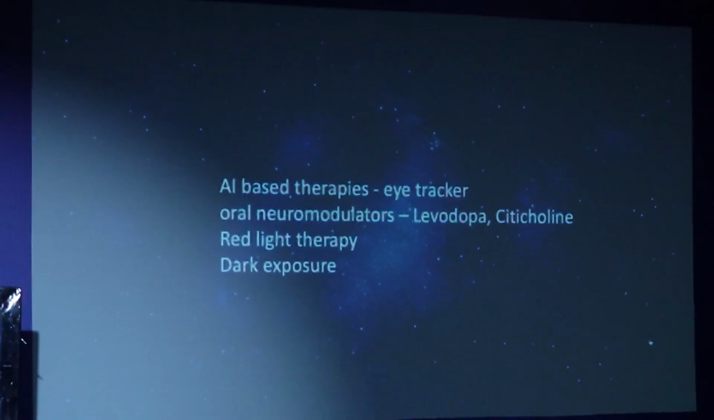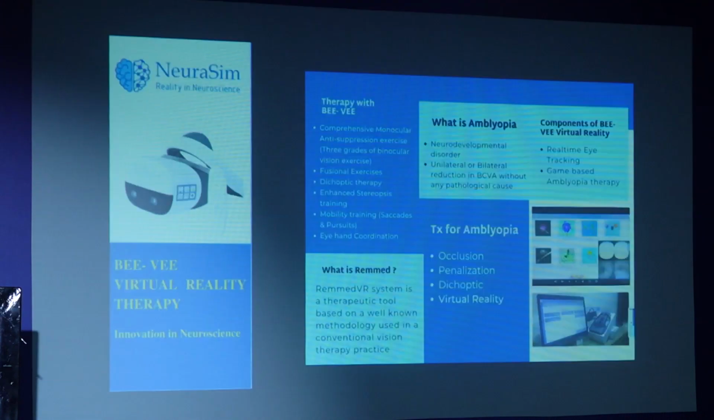Okay, so this is the future. The future are AI based therapies. We are looking at eye tracker based therapies, which is the trending thing probably in the future. We have oral neuromodulators like levodopa and citicoline, which I talked about, the EI balance, and red light therapy in the future, and dark exposure. Actually, dark exposure kind of creates a reset at the cortical level. So this is the other thing that's come out.